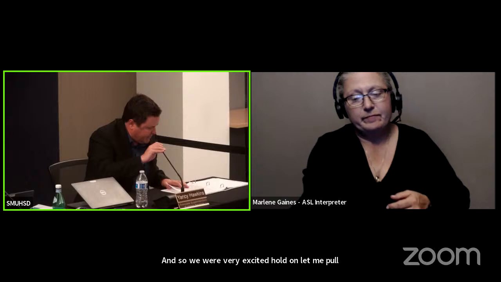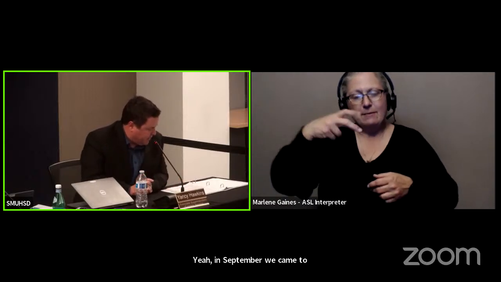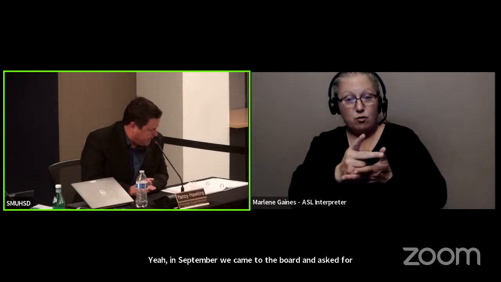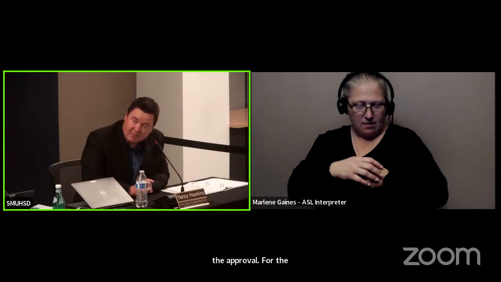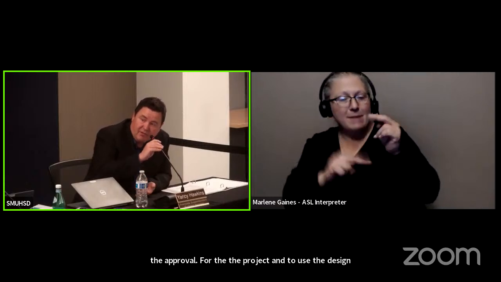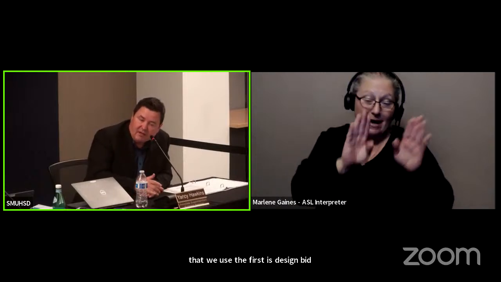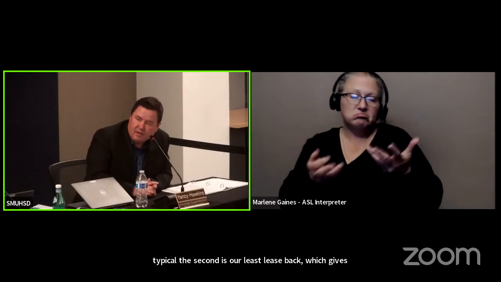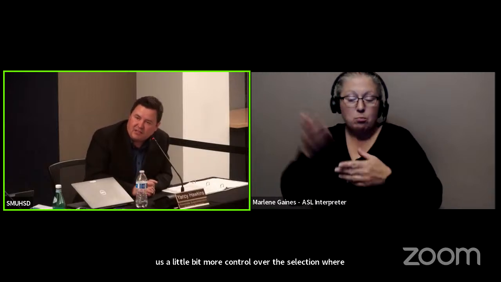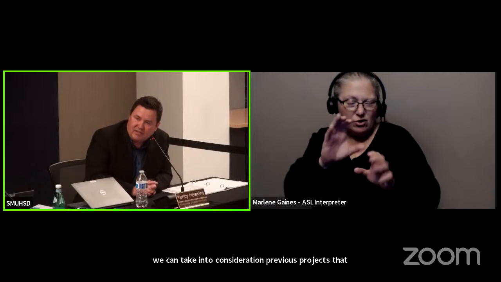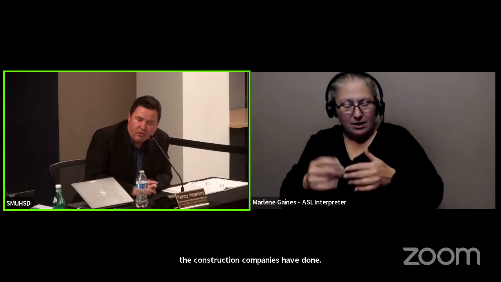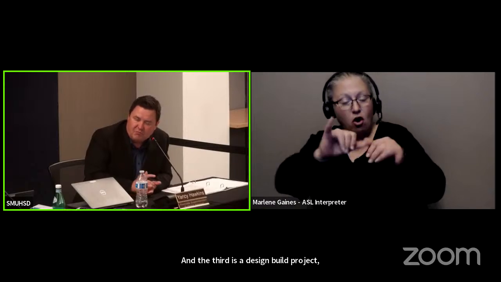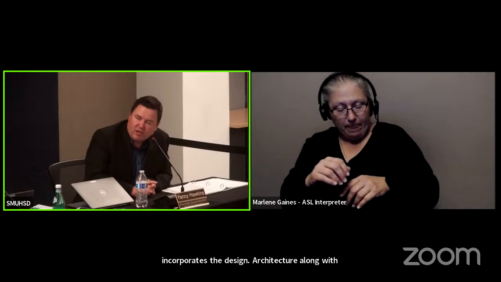In September, we came to the board and asked for the approval for the project, and to use the design build project. It's one of the three types of projects that we use. The first is design bid build, which is your typical. The second is our leaseback, which gives us a little bit more control over the selection, where we can take into consideration previous projects that the construction companies have done. And the third is a design build project, which incorporates the design architecture along with the general contractor.